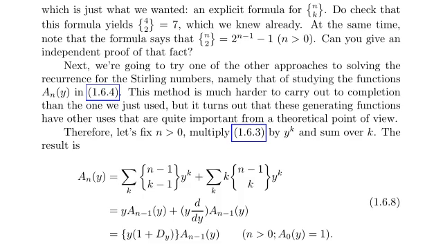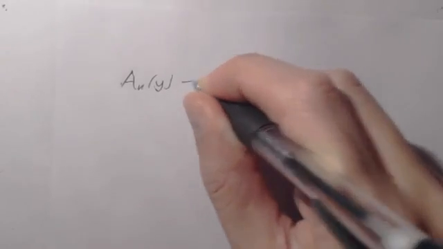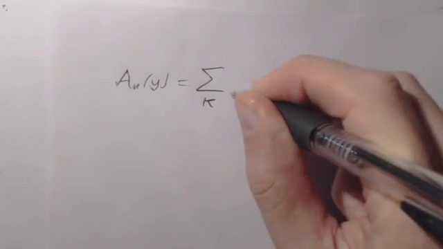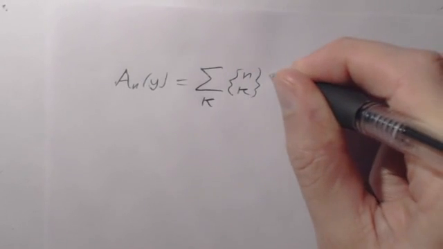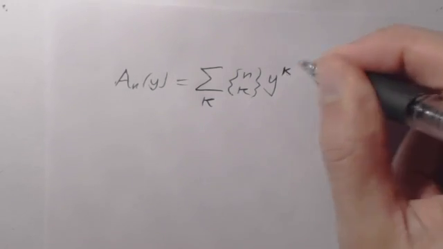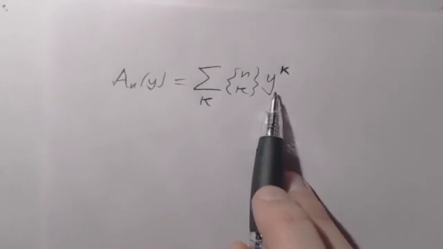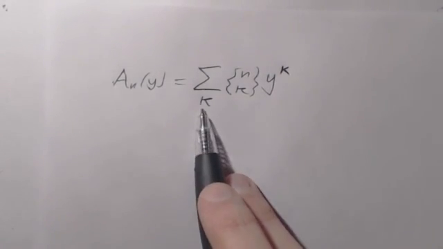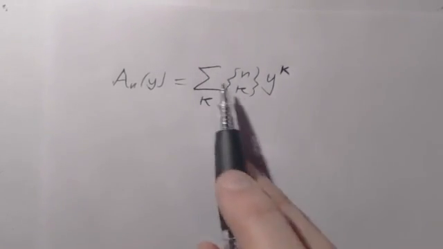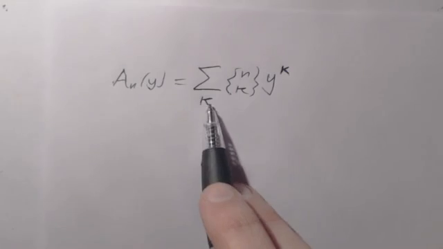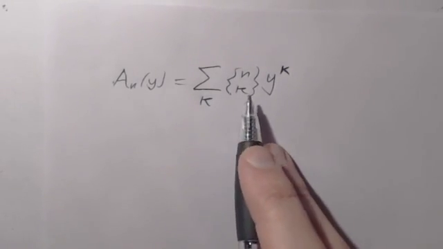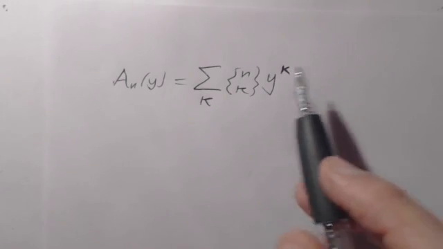Next, we're going to try one of the other approaches to solving the recurrence for the Stirling numbers, namely that of studying the functions a and y. So we just looked at b, k, x, and now a and y, each time it's going to be summing over k of y to the k. Once k is bigger than n, it's going to be 0. So this is going to be a finite polynomial. We could sum from k equals 0 to infinity or to n. But the way they're probably going to do it in the book is to sum over all integers. So we'll have to restrict to n greater than or equal to 1 if we're going to use the recurrence relation and play around with this.